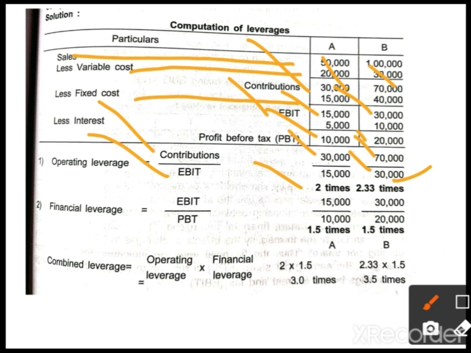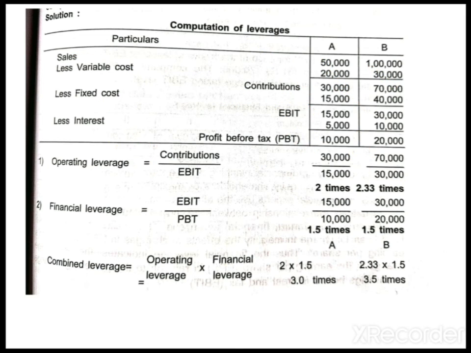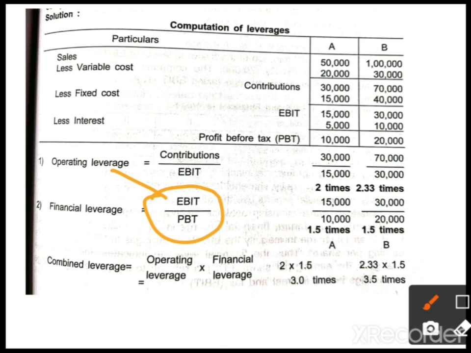We will move to the next, financial leverage. What is the formula to calculate the financial leverage? EBIT divided by PBT. So whatever the required information, we already noted it down. EBIT is what? Company A 15,000 and PBT for company A is 10,000. The answer for financial leverage is 1.5 times. And the financial leverage for company B is what? The EBIT is 30,000 and PBT is what? 20,000. 30 by 20. The answer for financial leverage of company B is 1.5 times.